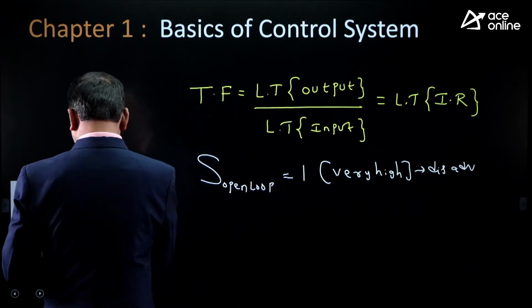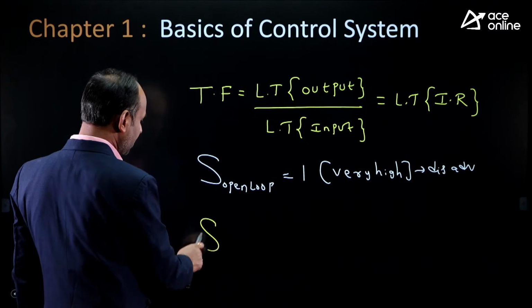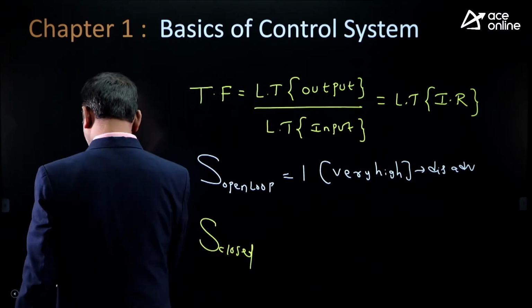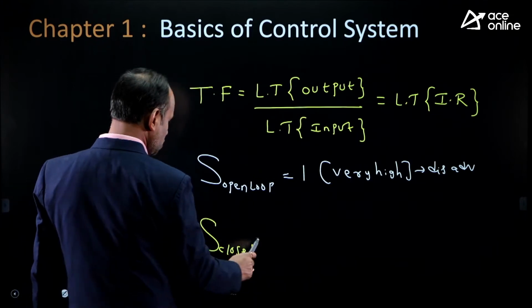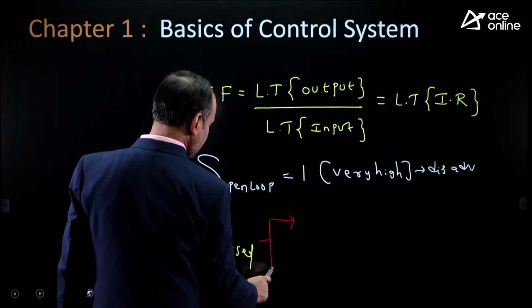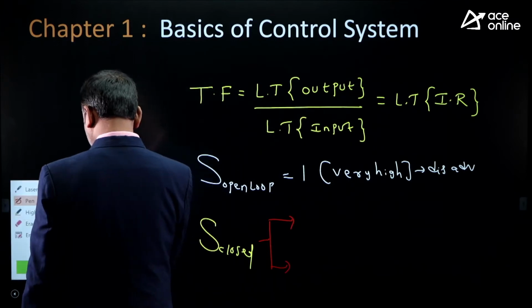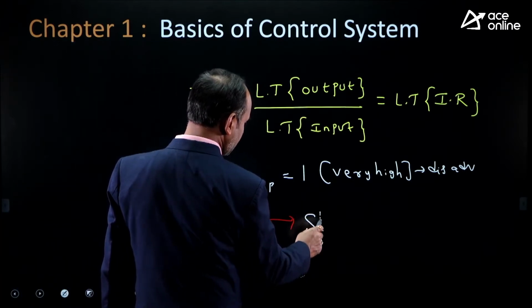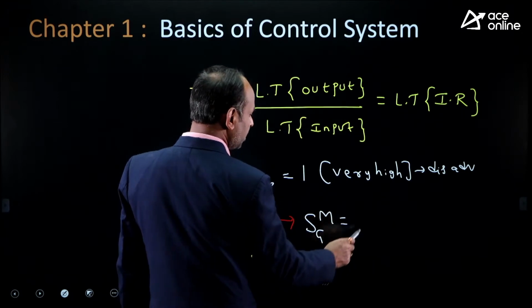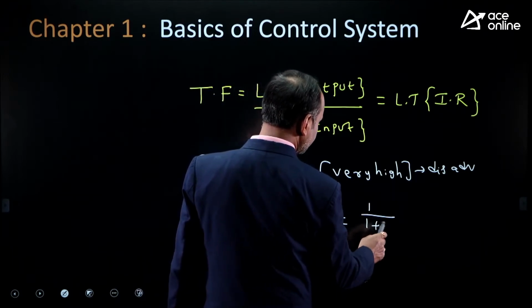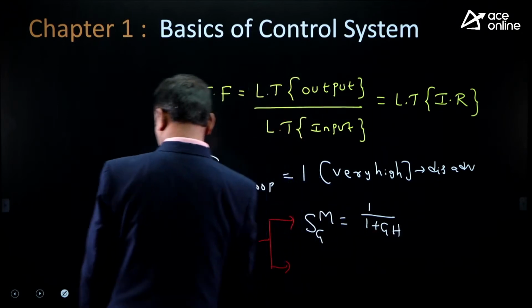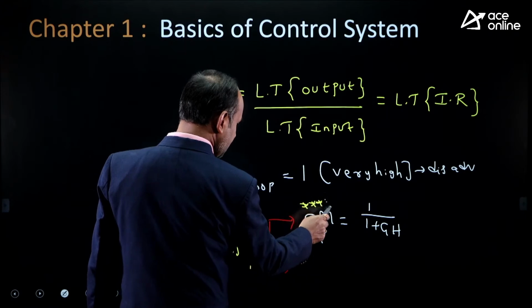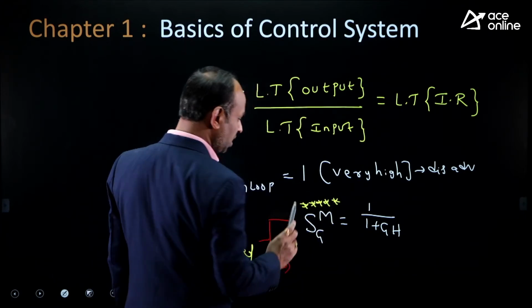Coming to the sensitivity for the closed loop system, there are two cases: parameter variation with respect to H and with respect to G. For parameter variation with respect to G, the overall gain M sensitivity formula is 1 upon 1 plus GH. This is a very important formula. This is the sensitivity of the closed loop system for parameter variation in G.